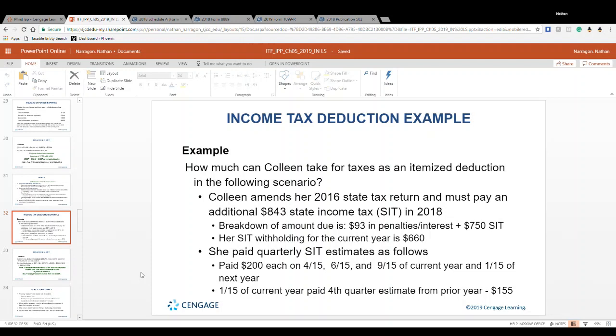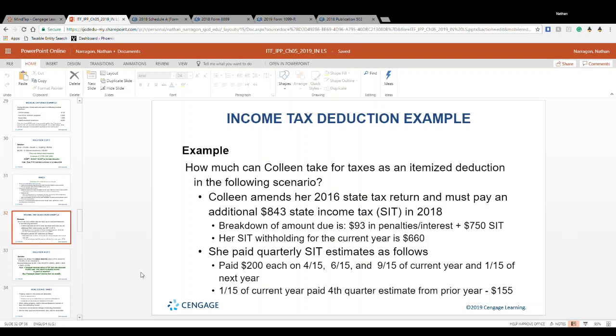So here's an example that we got of the tax deduction. How much can Colleen take for taxes as an itemized deduction in the following scenarios? First scenario is Colleen amends her 2016 state tax return, and must pay an additional $843 state income tax in 2018. Breakdown of the amount due is $93 in penalty and interest and $750 in state income tax. Her state income tax withholding for the current year is $660.